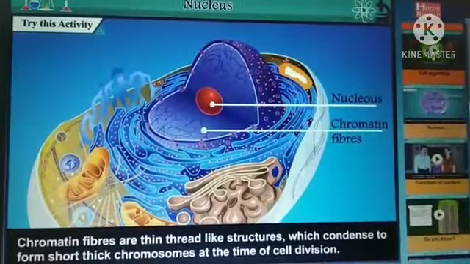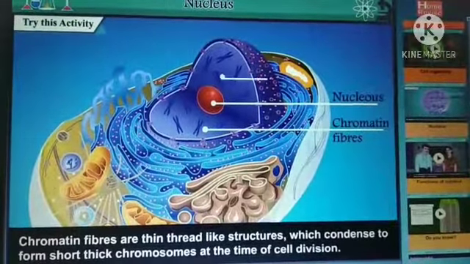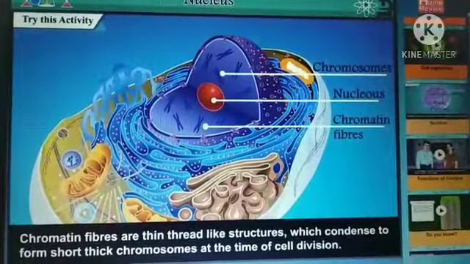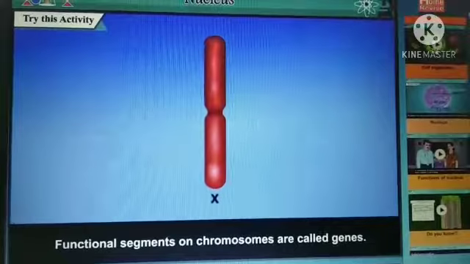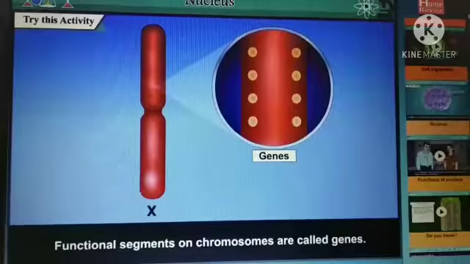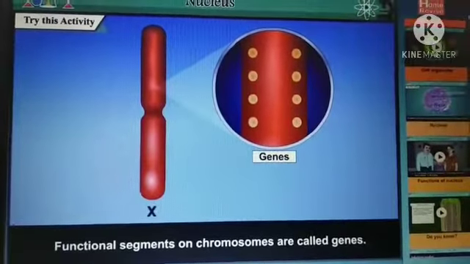Chromatin fibers are thin thread-like structures which condense to form short, thick chromosomes at the time of cell division. Functional segments on chromosomes are called genes.